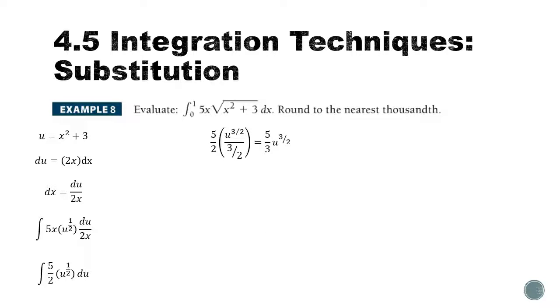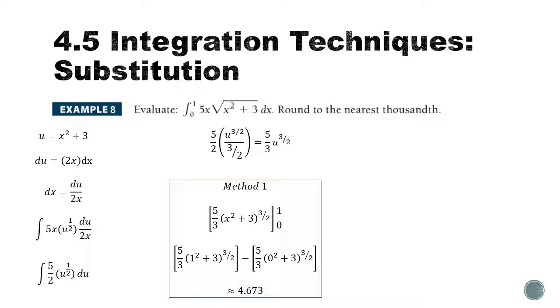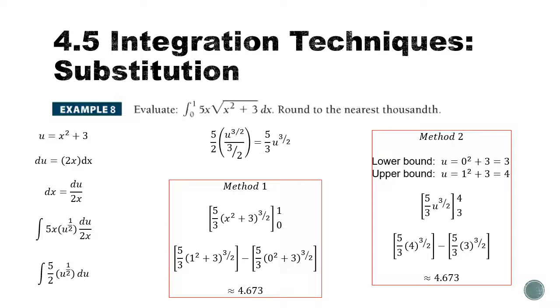And that gives us, when we take the antiderivative, 5/3 u to the 3/2. So you did a little cleaning up there. For method 1, we go ahead and put x squared plus 3 back in place of u, and we do from 1 to 0, and we get 4.673. Method 2, instead of doing the substitution back, we figure out what the upper and lower bounds would be in terms of u, and it would be 3 and 4. And instead of resubstituting, we just put in 4 and 3, and we get the same answer.